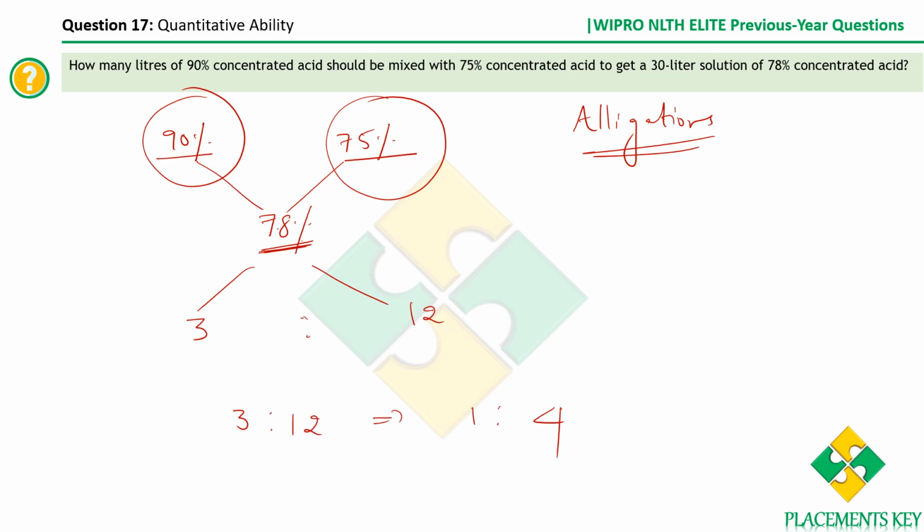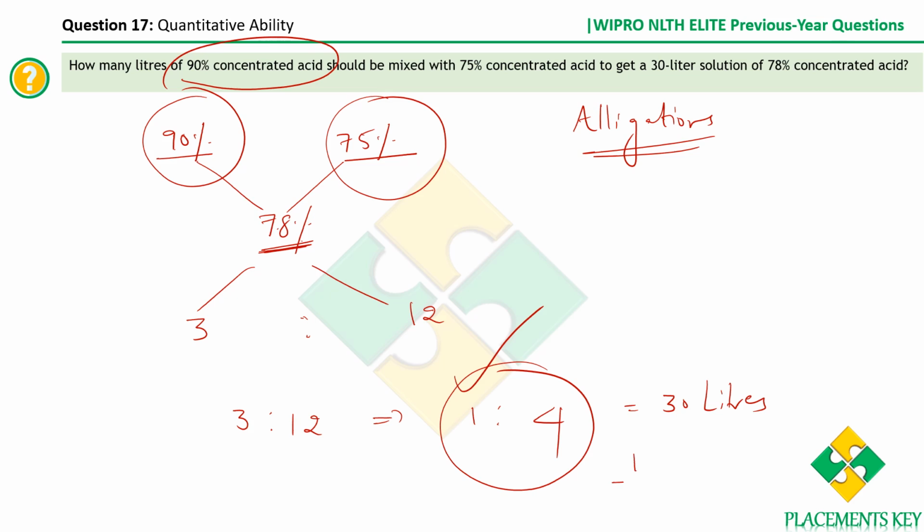We are given that the resultant mixture is 30 liters, right? What are we supposed to find? We are supposed to find how many liters of 90% concentrated acid. So which is one part. So one part upon totally how many parts are there? 5 parts are there. 4 plus 1 into 30. 5 ones 5, 5 6s 30. So what is the answer? 6 liters should be mixed.